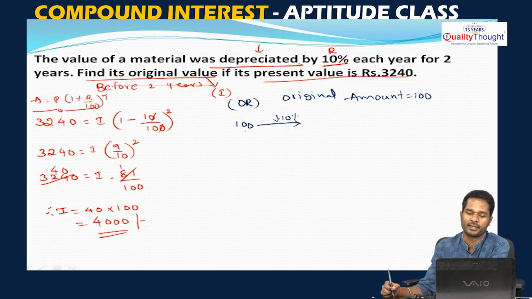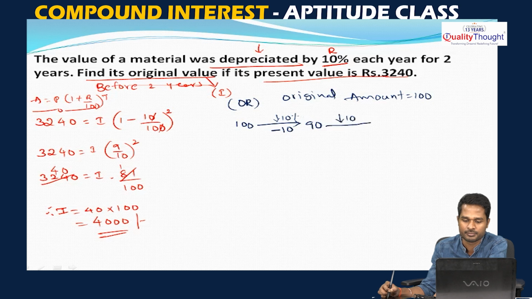So 100 into 10 percentage is 10, but it is depreciated. That means after the first year this 100 rupees has become 90. In the second year, again it is decreased by 10 percentage. In 90, the 10 percentage value is 9, so I will remove this 9. Remove means I will subtract this 9.